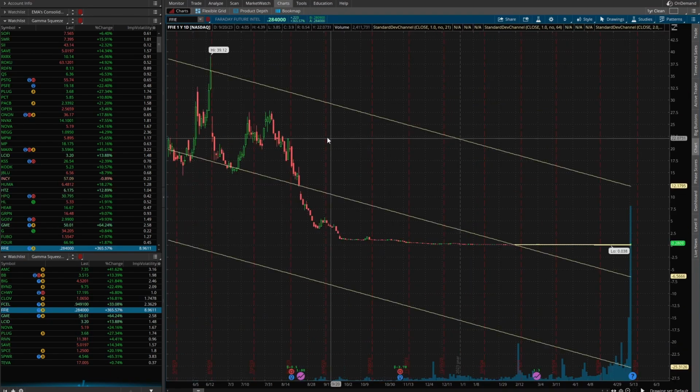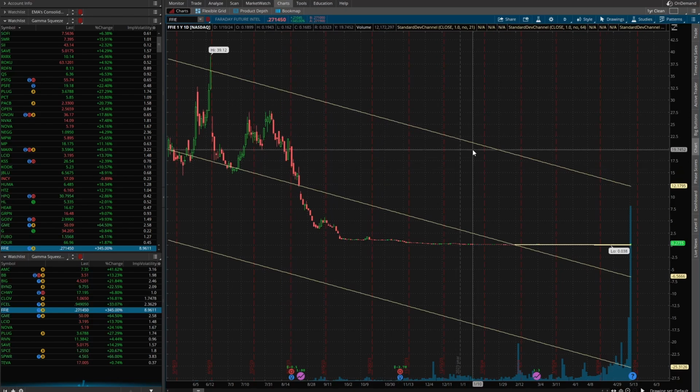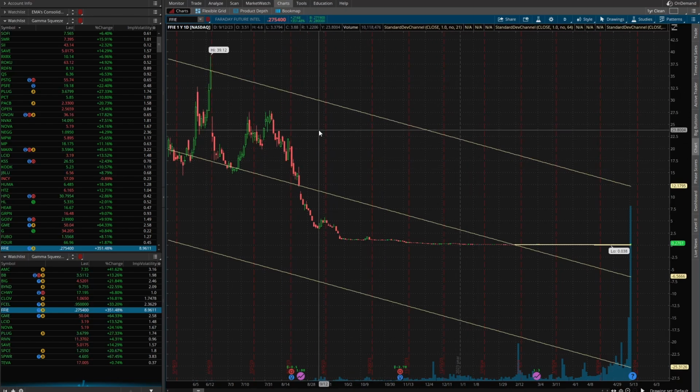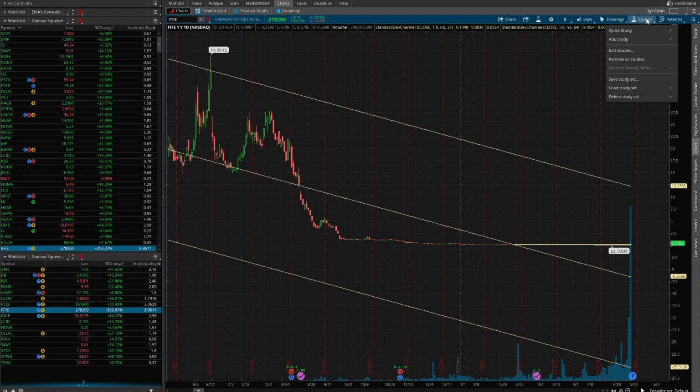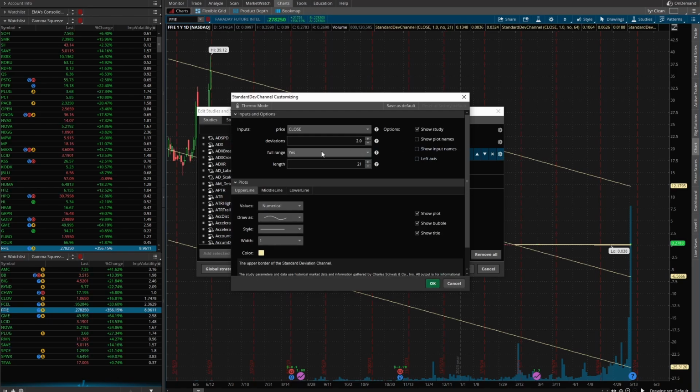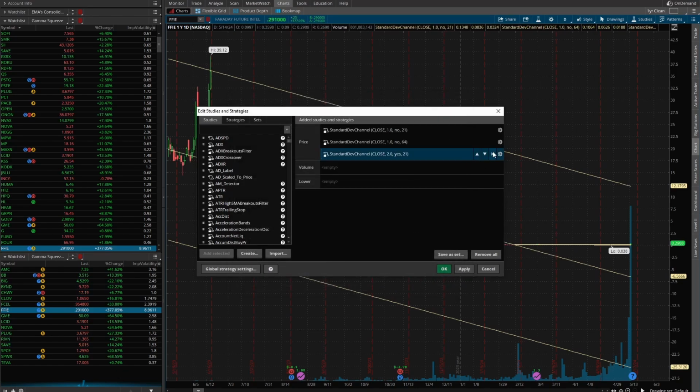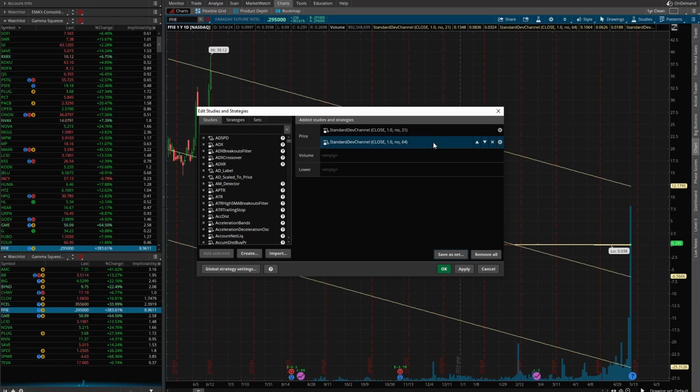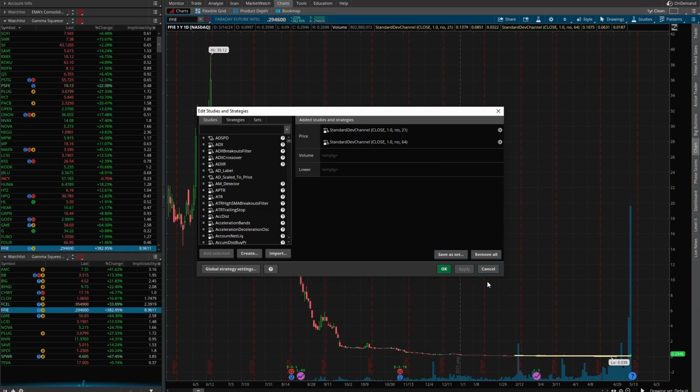So what's going to happen when you add that in, it's going to add these three lines to the chart here. And we actually don't want it to do the full range. We want to do a shorter time frame. So we'll go to edit studies, and this is the one I just added. You want to turn full range to no. You want to do deviations, you want to do 1. And then you want to do length. You want to do one of them as 21 and the other one is 64. So I'm actually just going to delete this one because I already have the 21 and the 64 set. You'll hit apply and okay.